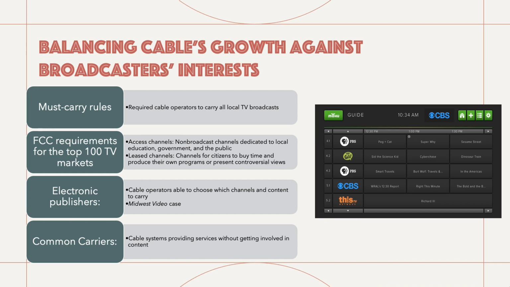The FCC also mandated access to channels for the top 100 TV markets, along with leased channels. A landmark Supreme Court case, the FCC versus Midwest Video Corporation in 1979, determined that cable carriers needed to be thought of as electronic publishers legally. This was extremely important because as publishers, they became responsible for the content that aired on their stations. This meant that cable stations had to take their role as information intermediaries much more seriously because it opened them up to legal action for airing different kinds of content.